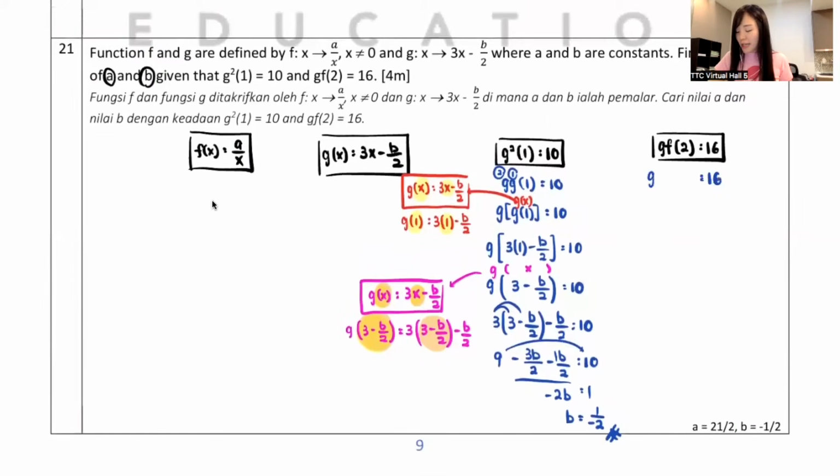So G of F2, again guys, I repeat, composite function. You never cross the two bridges straight away. You always cross one by one. So your first stage is separated. G bracket F2. Then after that, we always start from the inside because the inside is the first one you cross. The outside is the second one you cross. So inside called Fx. Fx equation is A over X.